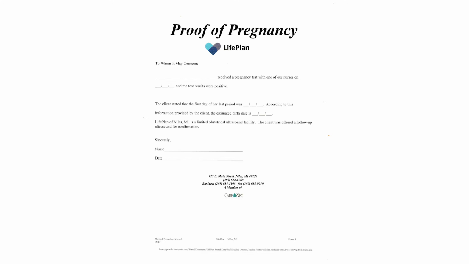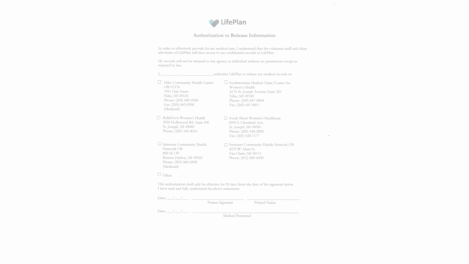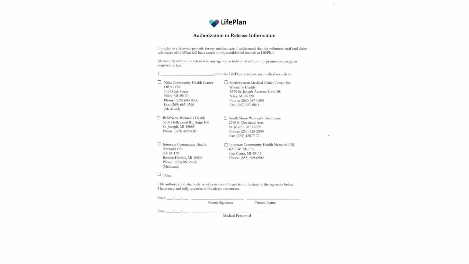Another sheet in the chart is the authorization to release information, and through that we are able to send the results of their ultrasound to their doctor's office. We have 6 different doctor's offices in the area that they can choose from, or we also have a spot where they can put another, and they can have the address for that. We need to make sure that they sign that so we can send their information to their doctor.